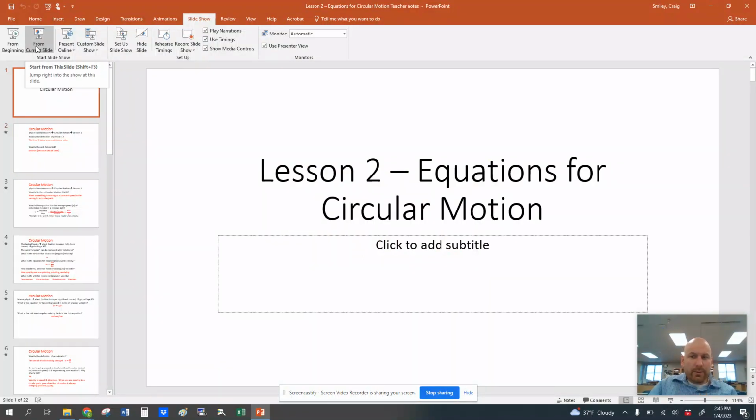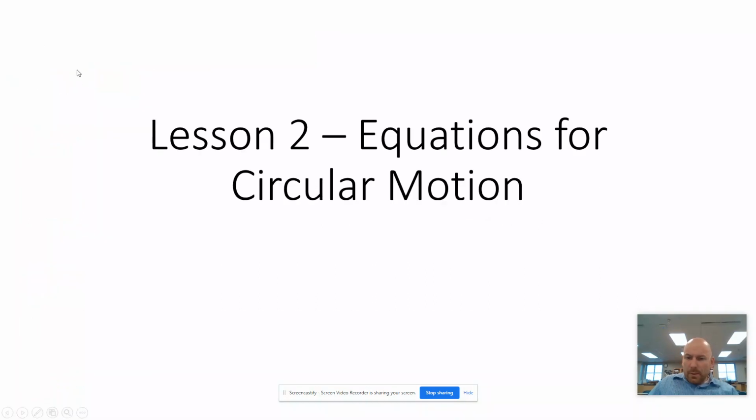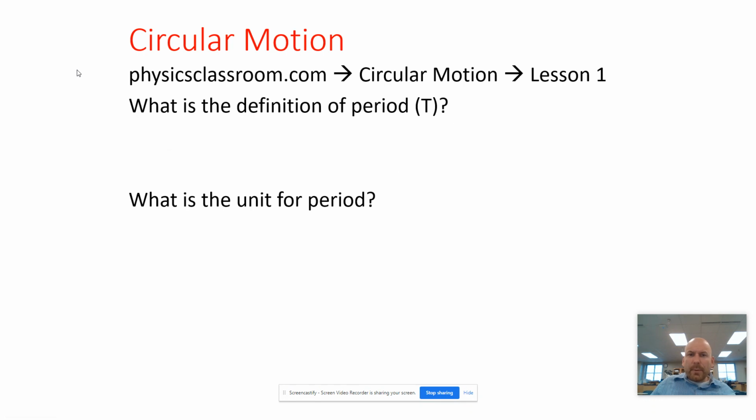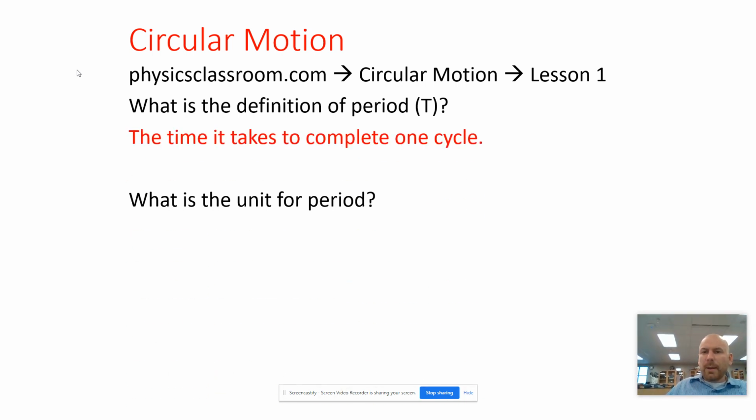Let's talk about equations for circular motion. So the definition of period, I'm going to start with that. This is how long it takes to do something, the time it takes to do one cycle. The unit for that is seconds or some kind of unit of time.